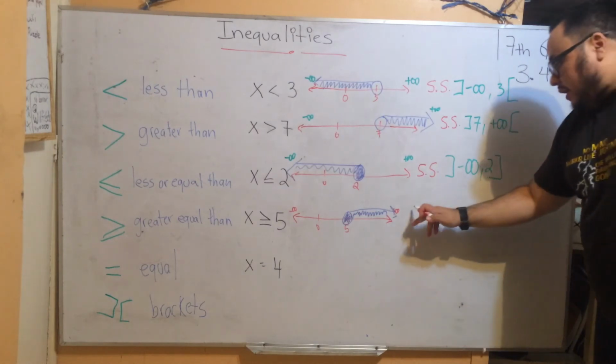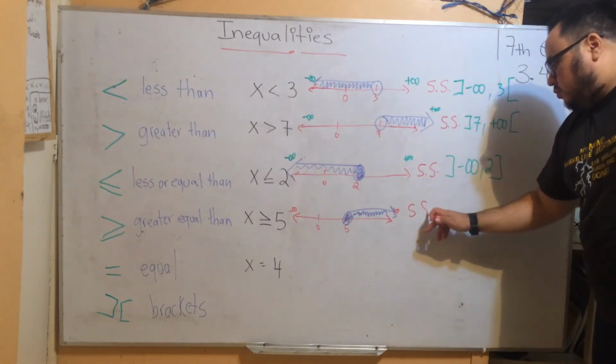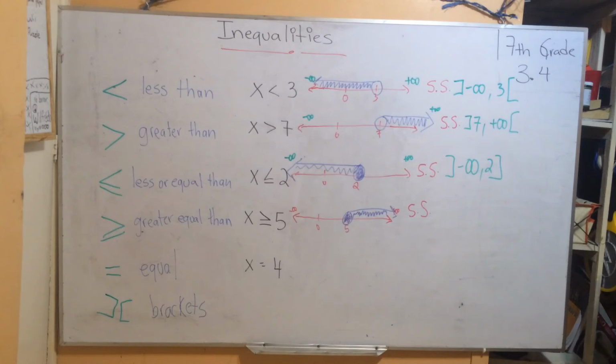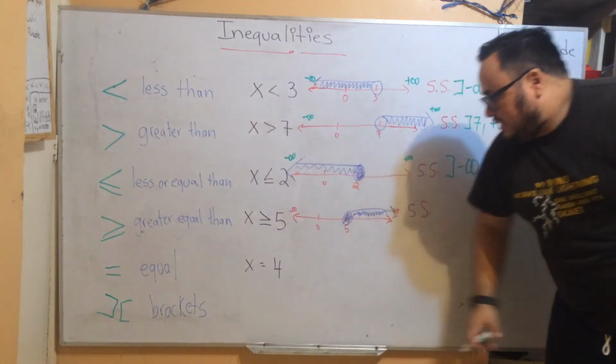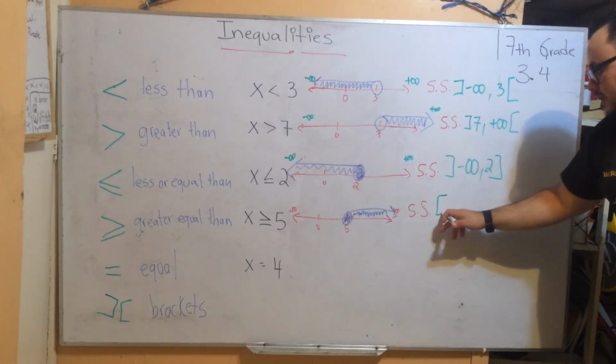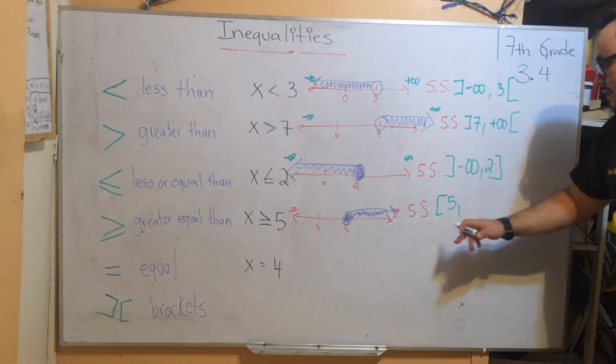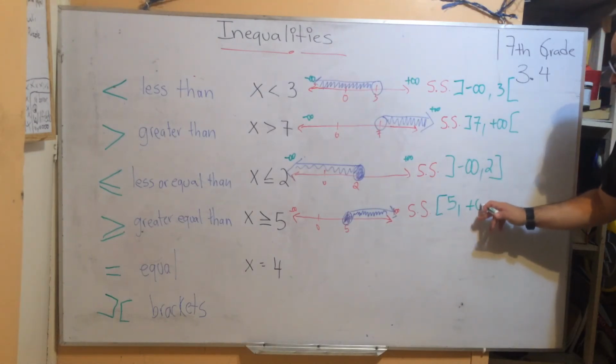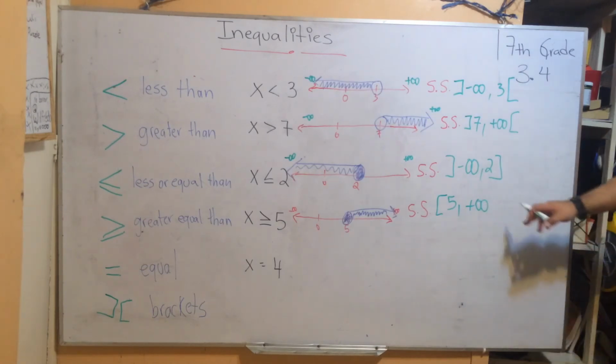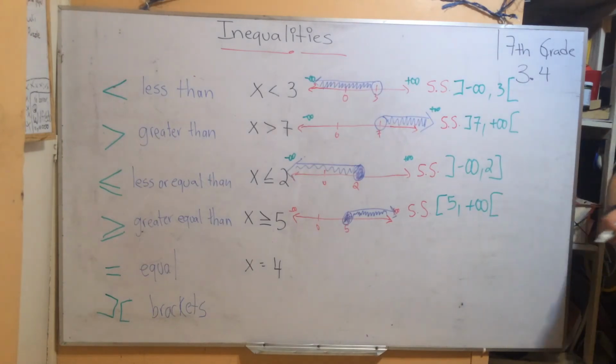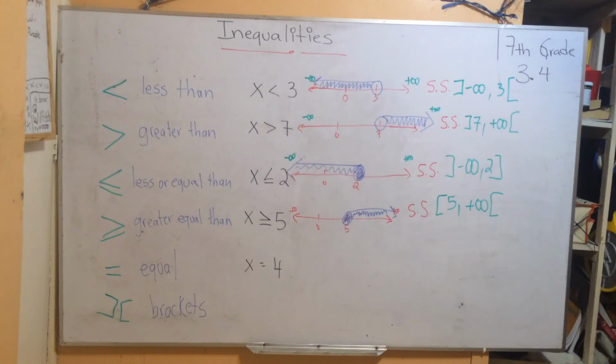When we write our solution set, is 5 included? Yes, because remember it's equal. So the bracket is including number 5, and they go up to positive infinite. Is positive infinite included? No. Never included.